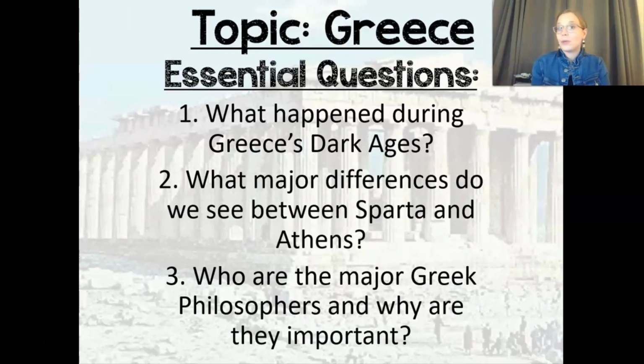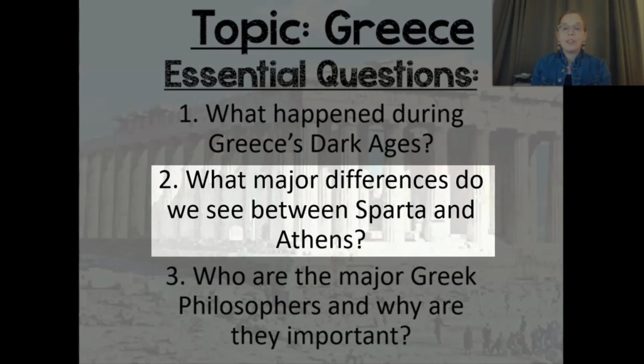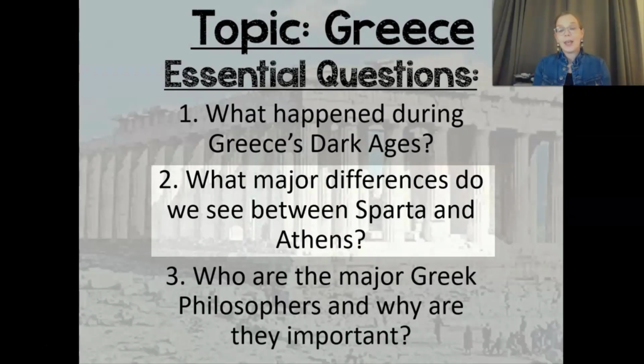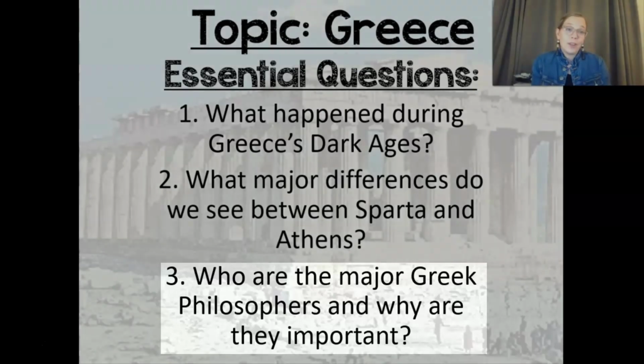Today we are starting notes on what we call the classical civilizations of ancient Greece and Rome. And we'll start with Greece, and here are our essential questions for this set of notes. Number 1, what happened during Greece's Dark Ages? Number 2, what major differences do we see between the city-states of Sparta and Athens? And number 3, who are the major Greek philosophers, and why are they important?